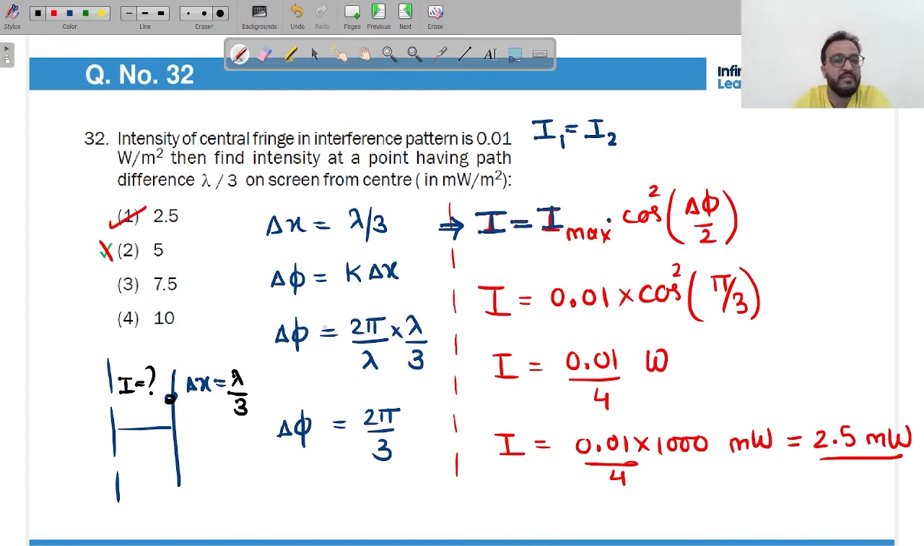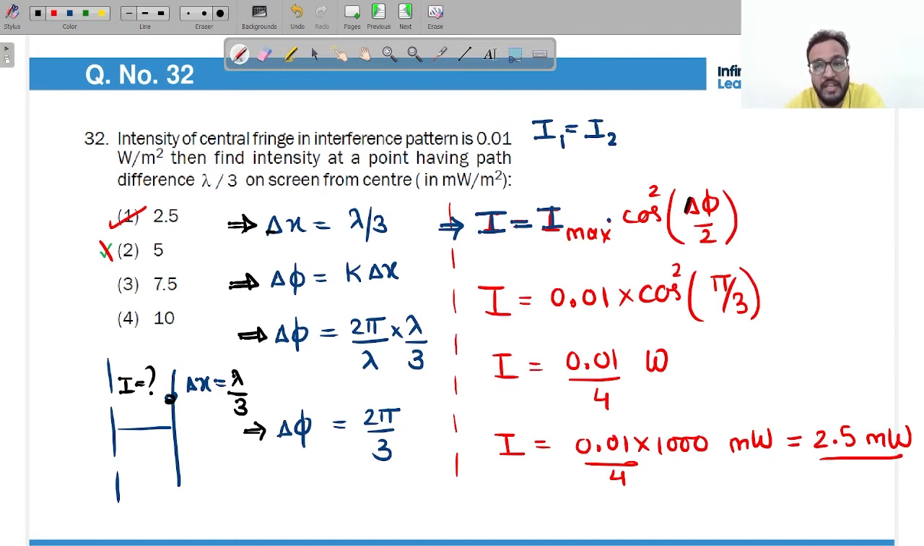So we will say, okay fine, let's find out the path difference they have provided, lambda by 3. Can we convert that path difference into phase difference? You will say, yes sir, k delta x. What is k? 2 pi by lambda into delta x, which is lambda by 3. We will solve it. It becomes 2 pi by 3, yes or no? So delta phi is 2 pi by 3.